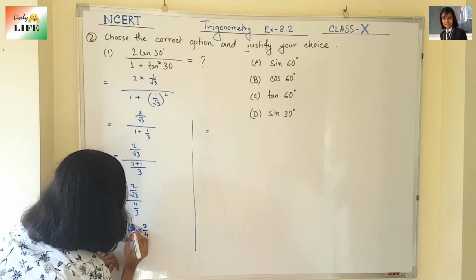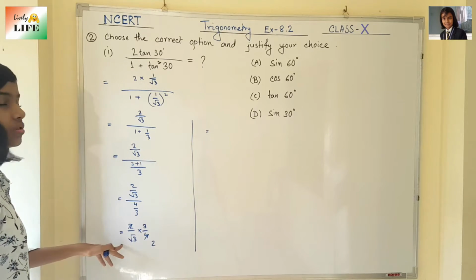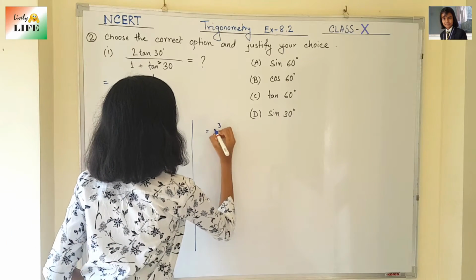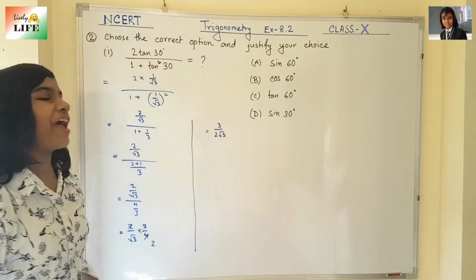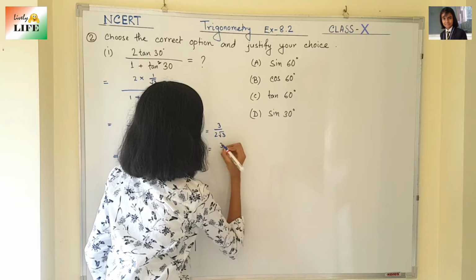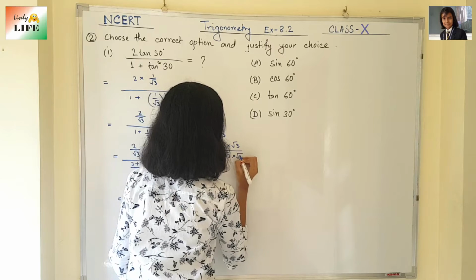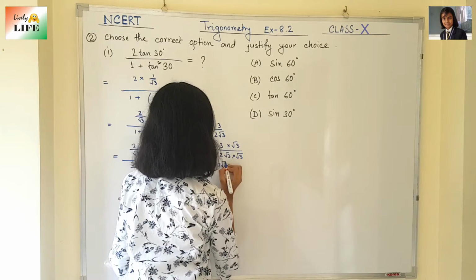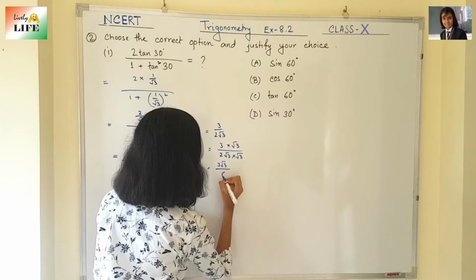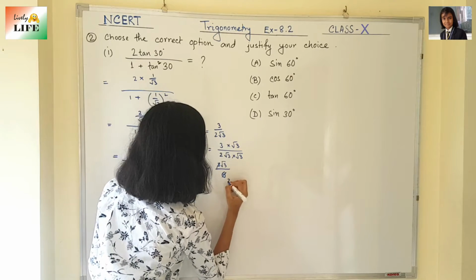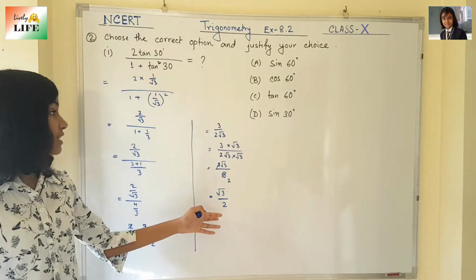Now 2 2s are 4, right? So now 3 by 2 root 3. Now we are going to multiply this whole fraction with root 3. Means 3 into root 3 by 2 root 3 into root 3. It will be 3 root 3. And here root 3 into root 3 is what? 3. 3 2s are 6. Over here also 3 2s are 6. So what is there? It is root 3 by 2. So this is the answer, root 3 by 2.